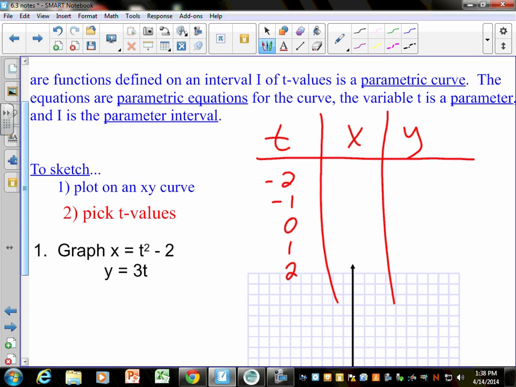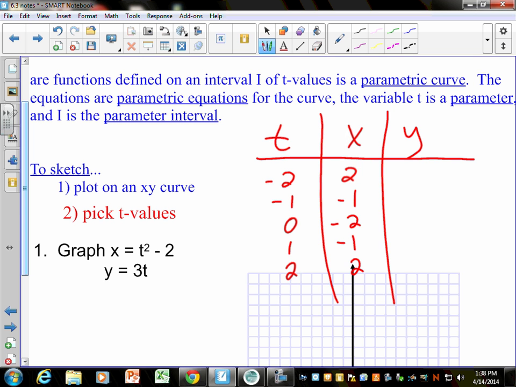And if I plug these numbers into the x equation, plugging in your t values, you're just squaring it and subtracting 2. So if I plug in -2, I get 4 minus 2, which is 2. If I plug in -1, I get 1 minus 2, which is -1. If I plug in 0, I get -2. If I plug in 1, I get -1. And if I plug in 2, I get 2 again, right?